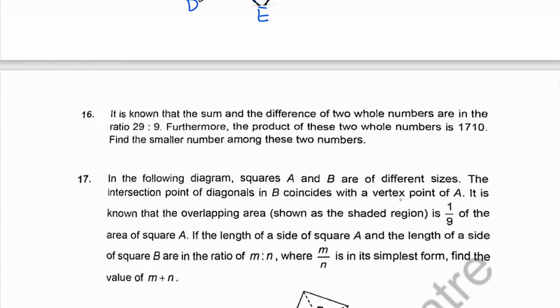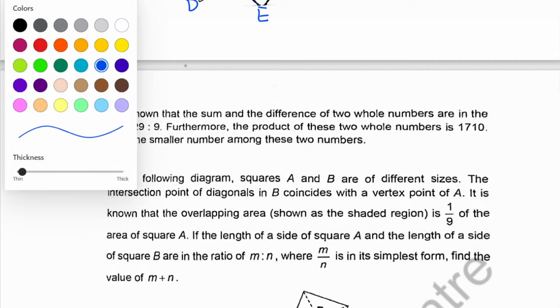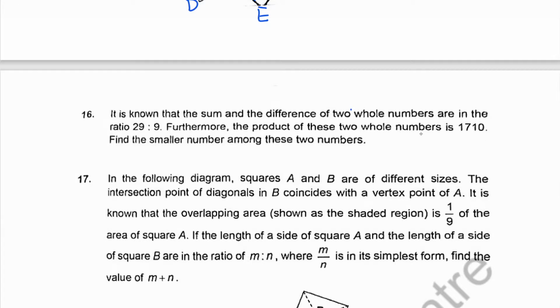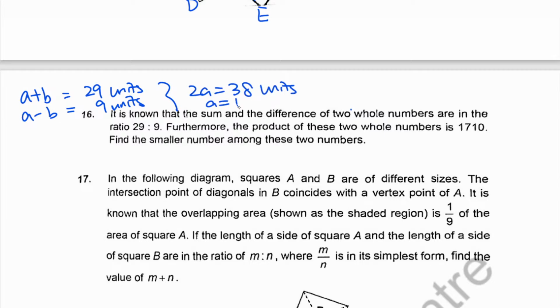Okay, question 16. It's known that the sum and difference of two whole numbers are in the ratio 29 to 9. Okay, so let's say they are A and B. So A plus B is 29 units, and then A minus B is 9 units. Okay, so this means that 2A is equal to 38 units. So A is equal to 19 units, and then B is equal to 10 units.